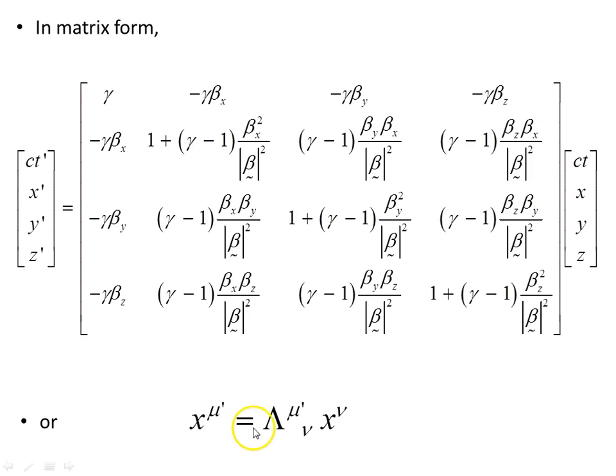We can express this in a more compact form. This is a mixed tensor of rank 2, mixed because it has a contravariant index or an upper index and a covariant or lower index. And using generalized coordinates, x mu represents ct, x, y, z, and x mu prime represents ct prime, x prime, y prime, z prime. So that's the general Lorentz transformation using a vector method to arrive at it.